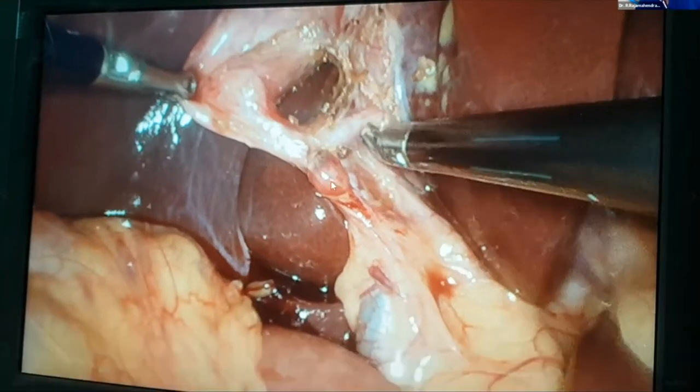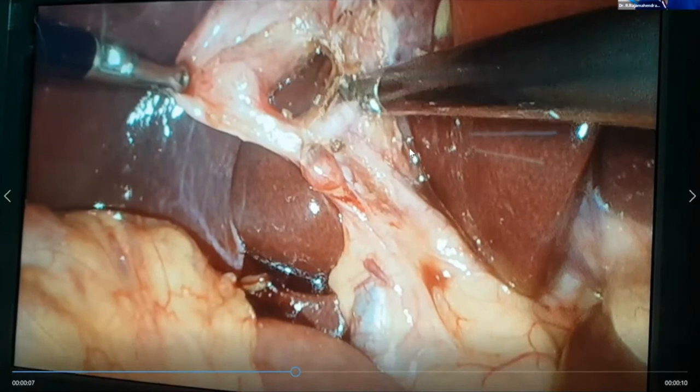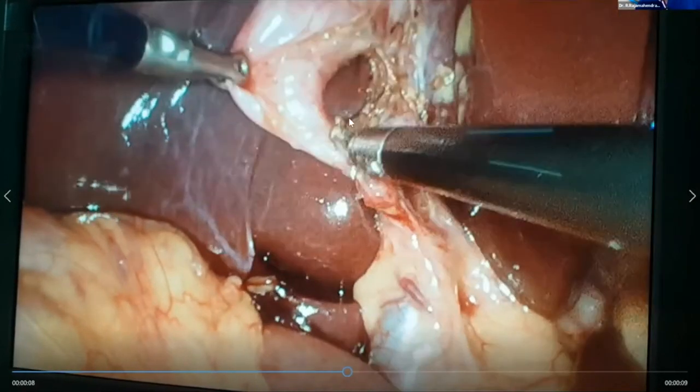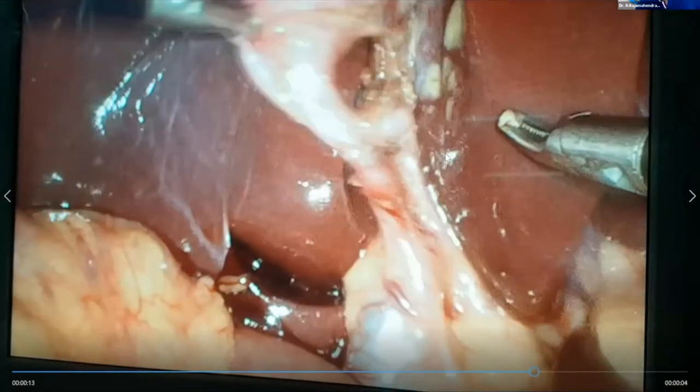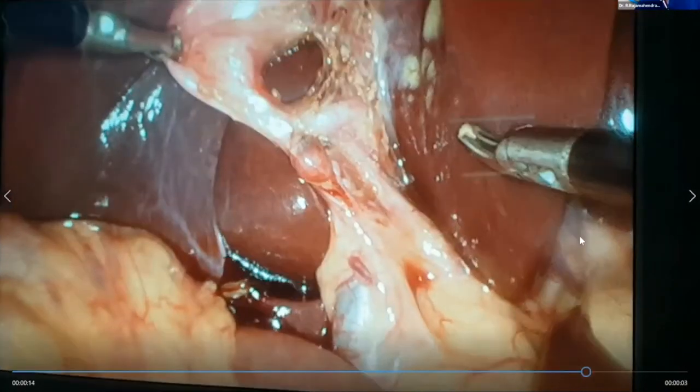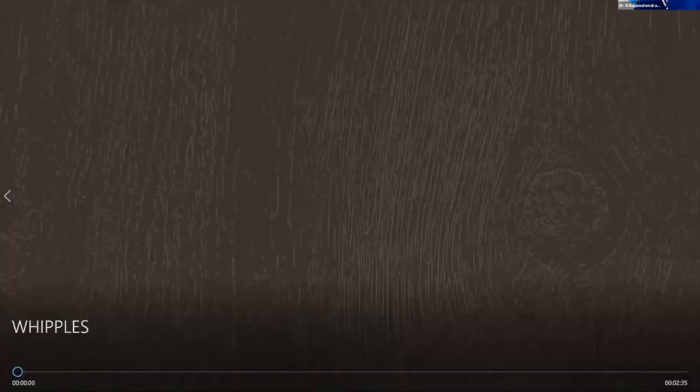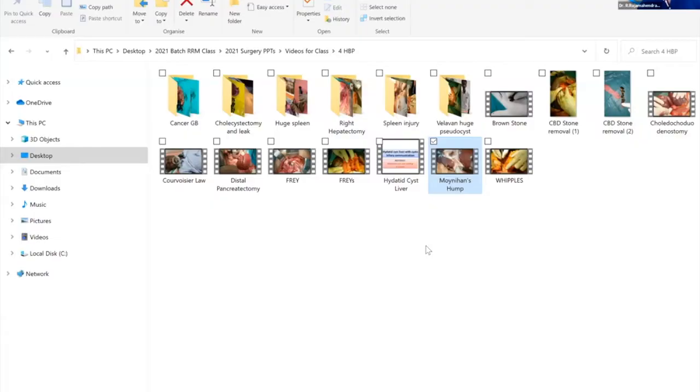Now I am dissecting. At the time, I'm seeing one abnormal artery here. I don't know whether you could note this. There you see, there is a dilated artery running like this. This is a right hepatic artery running like this. It's a Moynihan's hump. We rarely encounter this type of anomaly. So with a Moynihan's hump, we should be very careful before clipping the cystic artery.